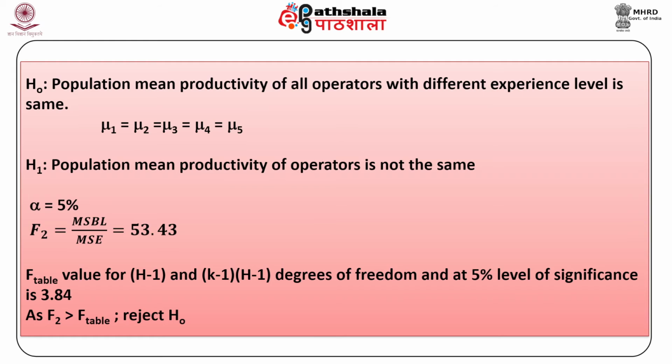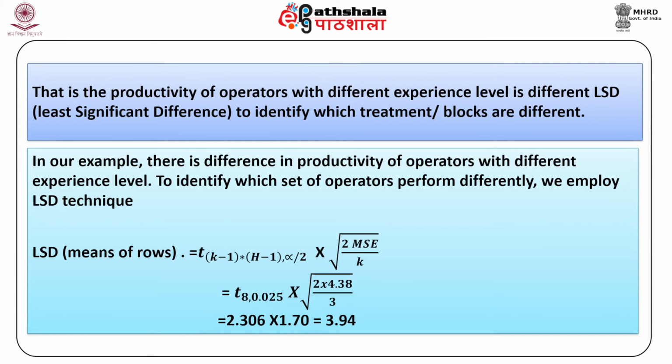Again, if you look at the tabulated value for h minus 1 and k minus 1 into h minus 1 degrees of freedom, at 5% level of significance, you find it comes out to be 3.84. Now we may see that since the calculated value is greater than the tabulated value, we reject the null hypothesis, which means that there is a significant difference in the operators' mean productivity. Now, this is what we are saying: the productivity of operators with different experience level is different.